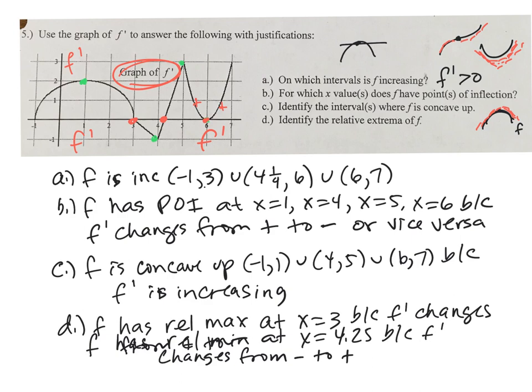Remember, part A was asking where is f increasing? f is increasing wherever f prime is greater than 0. So we already said that f is increasing on these intervals: -1 to 3, 4 1/4 to 6, and 6 to 7. And we just need to add because f prime is greater than 0.